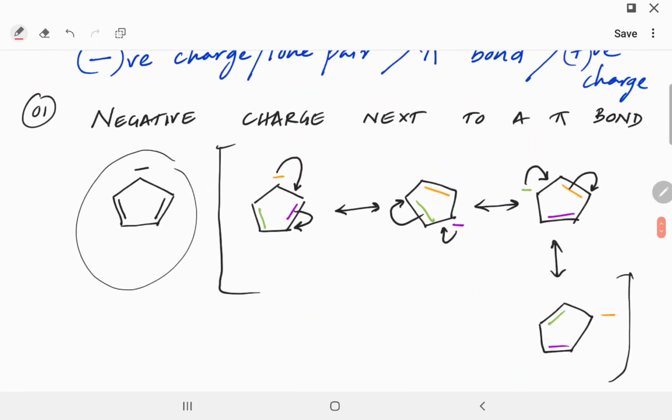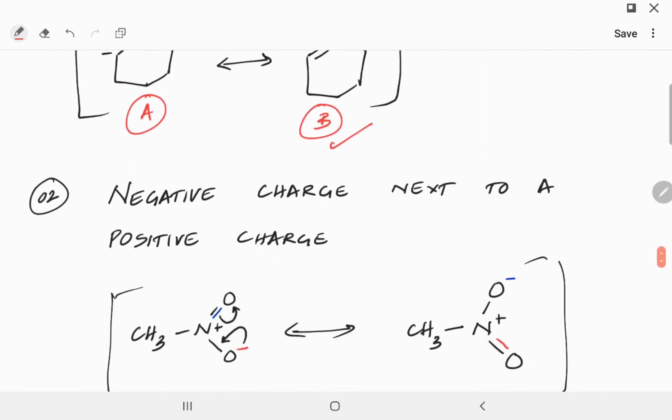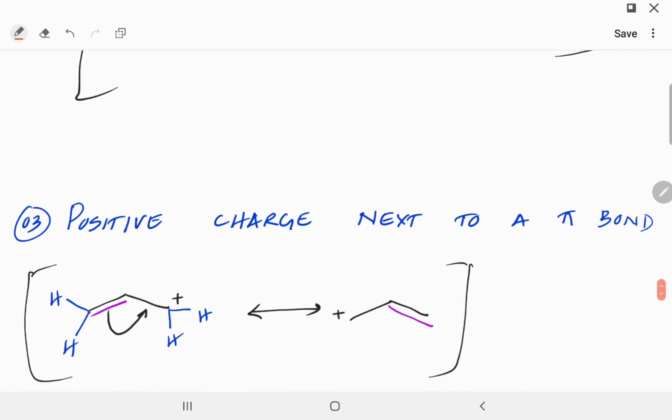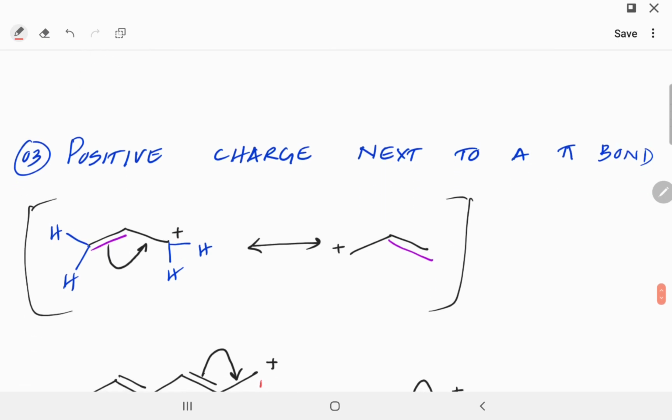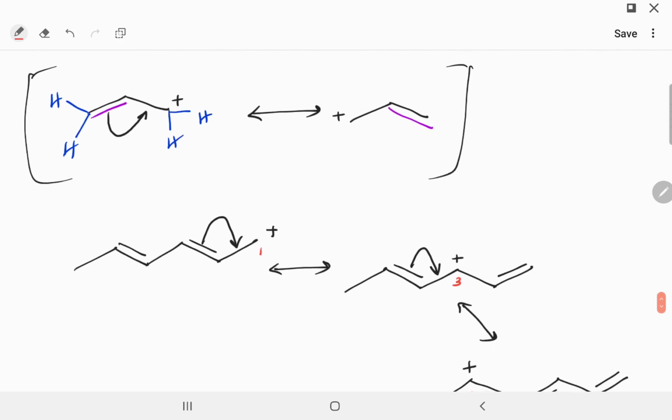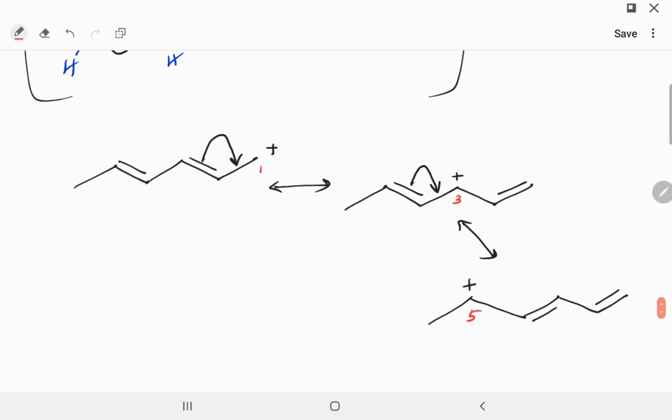Whenever negative charge is next to a pi bond, when a negative charge is next to a positive charge, or a positive charge next to a pi bond. But here's the thing, you can't learn resonance structures by just watching this video. You have to always try more examples. Practice will make you perfect. Until you draw at least 10-20 resonance structures, your brain might have a hard time understanding resonance structures.